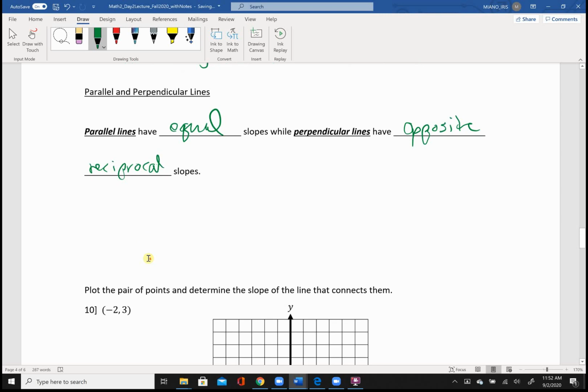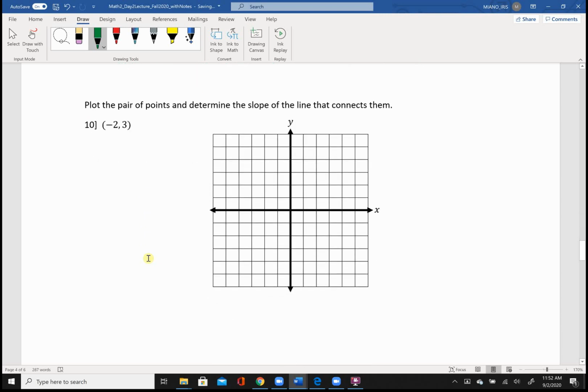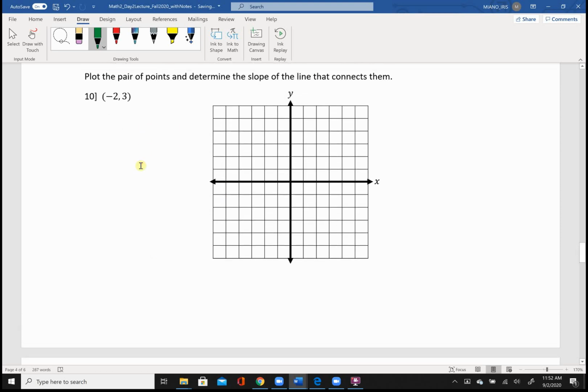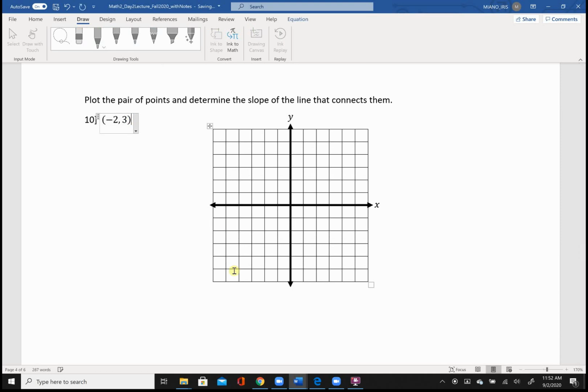Just moving right along to the next example. I want to get some plotting in with you guys. Here we go. Let's plot the pair of points and determine the slope of the line that connects them. Oh, wait a second. There is no pair of points. Let me just make up another point here. My bad. Let's see. Oh wait, or do I have one? Is it just behind? Nope, it's not behind this. Hold up, y'all. I just made that up.